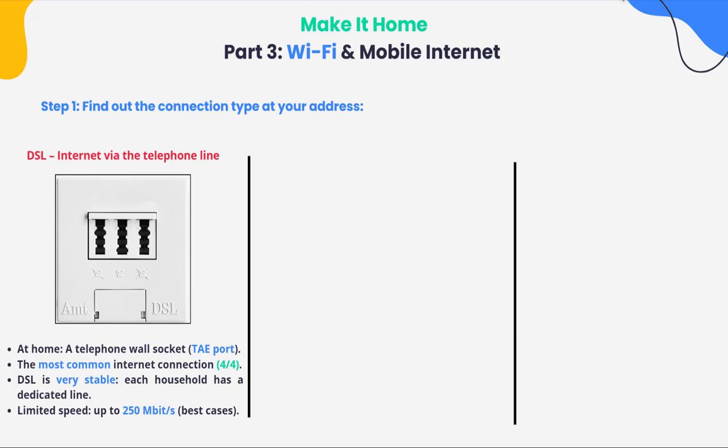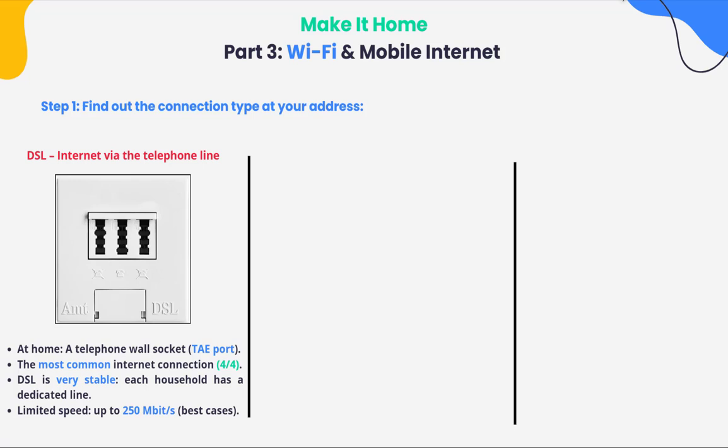To give you some perspective, we have lived in 4 different apartments and all 4 had a DSL connection. DSL is very stable because each household has its own dedicated line. It is not shared with neighbors, so during peak hours, you usually won't notice a drop in performance. The downside is speed. In theory, DSL can reach up to 250 megabits per second, but that's the best case scenario. In practice and based on our own experience, most offers will be up to 100 megabits per second.